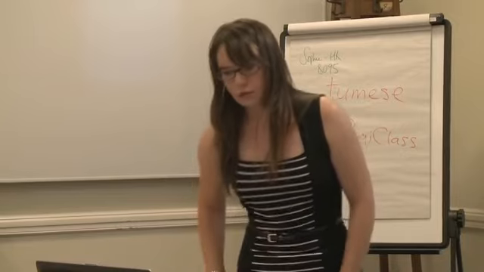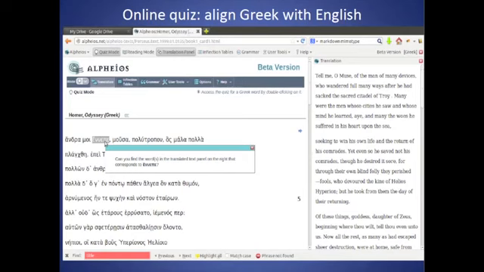All right, here's another possibility with Alpheus. You can quiz yourself, or you can decide to quiz your students. So here's one possibility: to align the Greek with the English. Here the student is being asked to find what English word enepe corresponds to. So then you will go and click on the corresponding word in the English, and of course you can do it in reverse if you like.